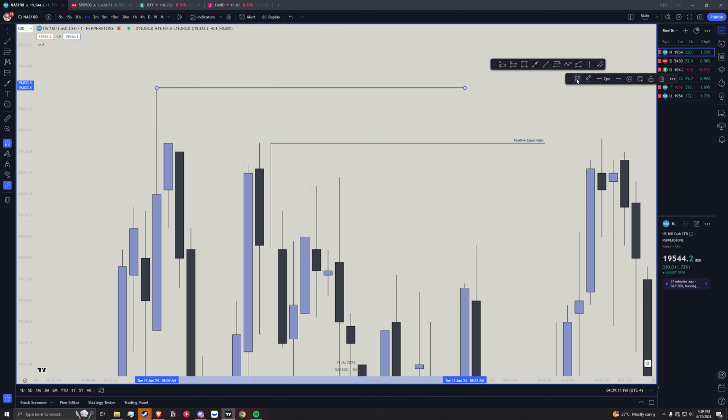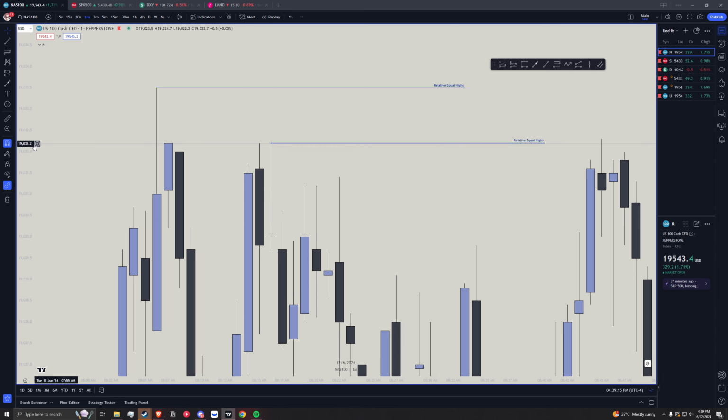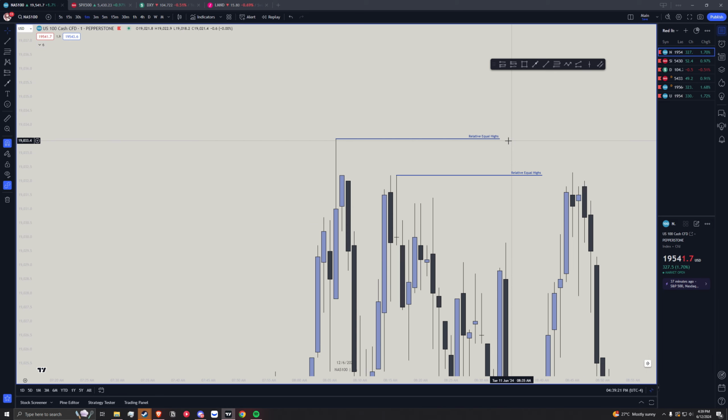And what are relative equal highs? Well, relative equal highs are basically where there's liquidity still resting above these highs, but they're relatively equal. What does that mean? It means they are close together, and it means that there is a lot of liquidity resting in this area right here. In this area right here, there's a lot of liquidity that the market wants to come back to.